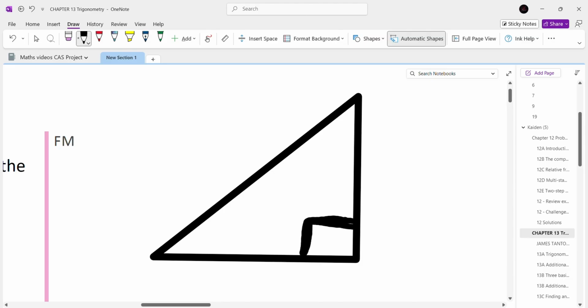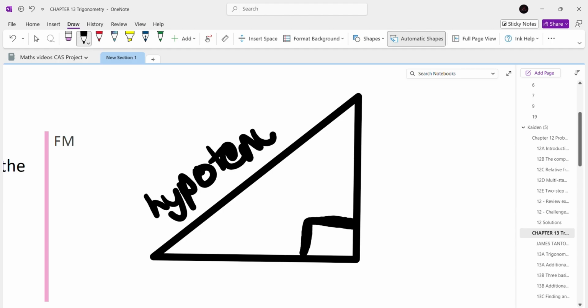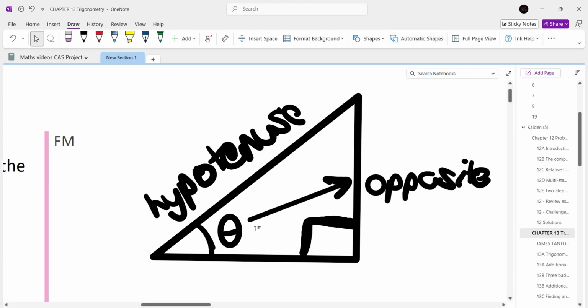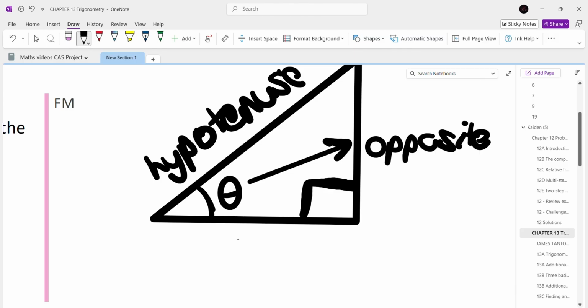Let's just say here we have this right angle triangle. As you know from Pythagoras, the longest side here is called the hypotenuse. Now, let's just choose a certain reference angle. Let's say here, and we'll call this angle theta. Now, what do we call this side of the triangle? We call it the opposite, because, as you can see here, it's opposite to the reference angle. And we call this side, the remaining side, the adjacent side, because it is adjacent to the angle.